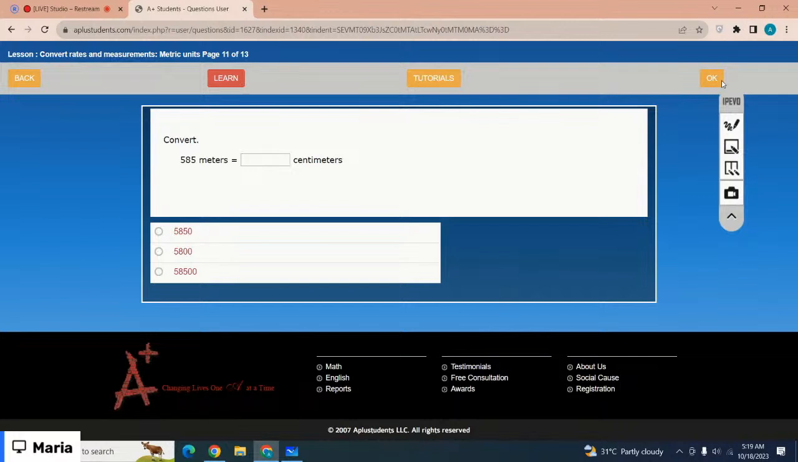585 meters equal how many centimeters? That would be 58,500 centimeters, right?